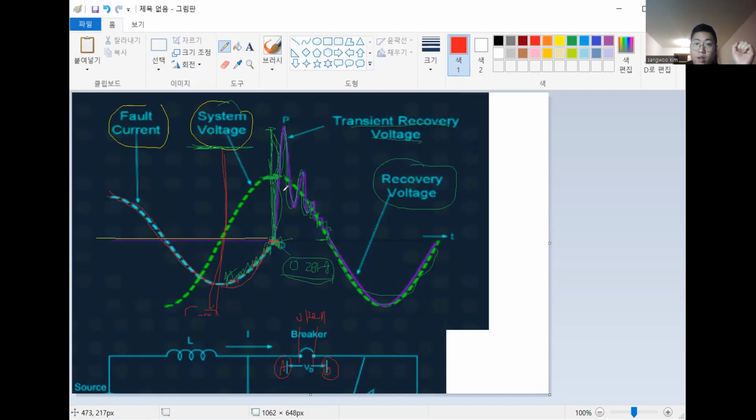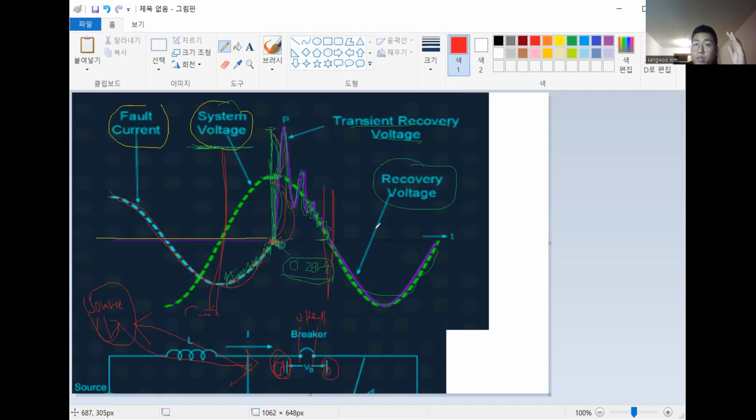And then the recovery voltage, the transient recovery voltage, happens because this voltage wants to become the same voltage as the source voltage. It wants to go to the A point. You know what I mean? The A point wants to be the source voltage. So that's why it wants to be here. But because of LC, it goes to almost double, right? And then it starts, transient recovery voltage happens, we say.